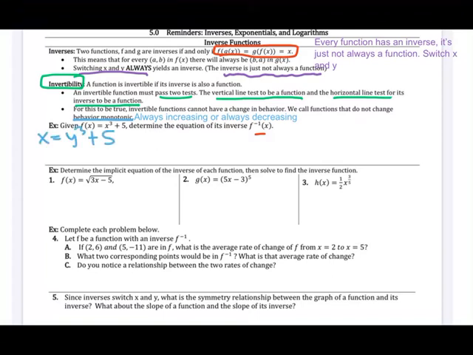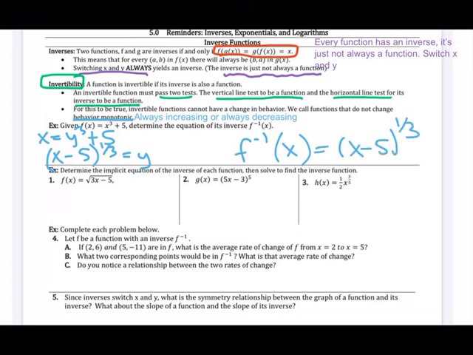So I'm going to think about x equals y to the third plus 5. So x minus 5 to the power of 1/3 equals y. So I could say that f inverse, and be careful when you're writing this, make sure it doesn't look like a derivative sign, f inverse of x is equal to x minus 5 to the power of 1/3.